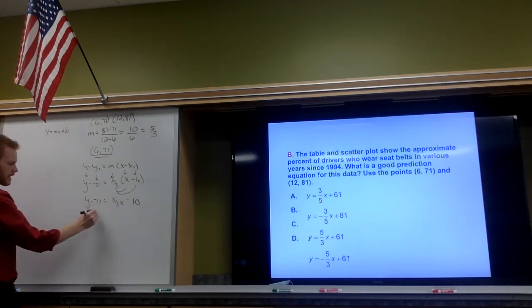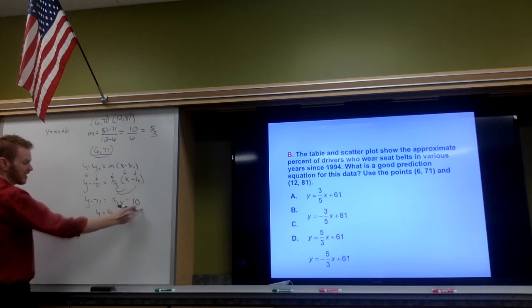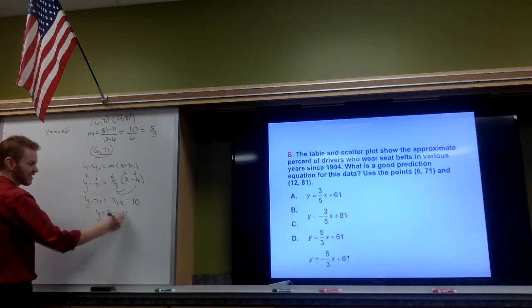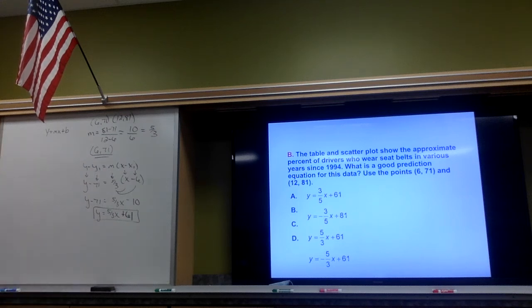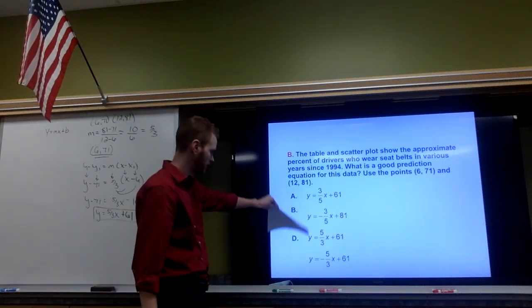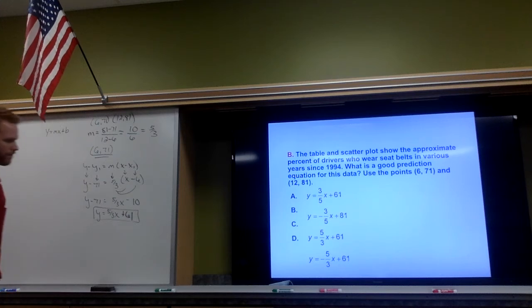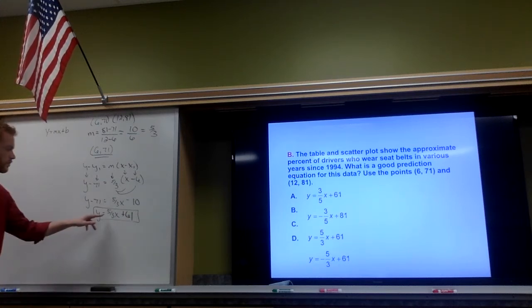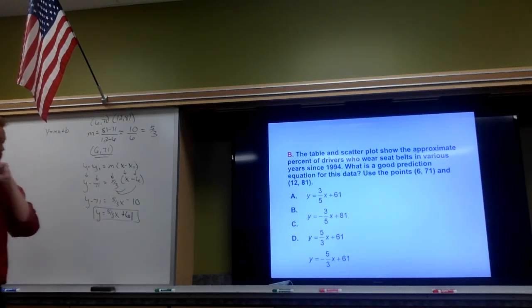Okay, last step, add 71 to the other side. So 5/3 X, and this would be minus 10 plus 71, so it would be plus 61. There's my prediction equation. So that's going to be this option over here, which would be C, because it kind of got staggered there. So option C. D looks very similar, but it has a negative slope, and we know from the data that it's been increasing since 1994, so it shouldn't be negative.